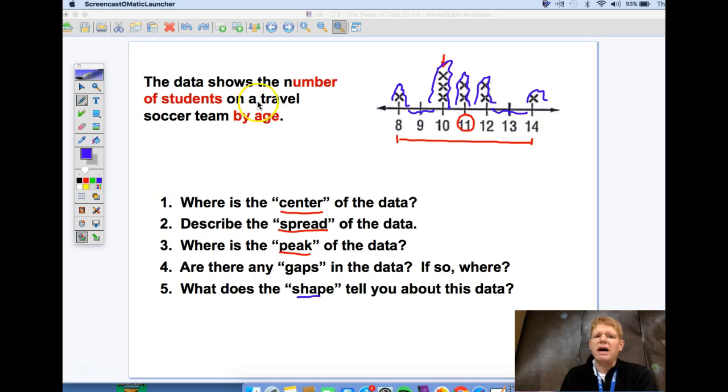What can we conclude about the number of students on a travel soccer team by age? We can say that we have the most students here at 10. The age 10 is where we have the most of our soccer students. And the most of the students as a whole are between 10 and 12. So that's where most of our kids are. We don't have very many kids who are 8 years old or very many who are 14. So we would guess this might be a U10 kind of soccer group, if you know what that means. This is just a simple example of the kind of data that we can get. You'll find out even more as we continue through the unit.